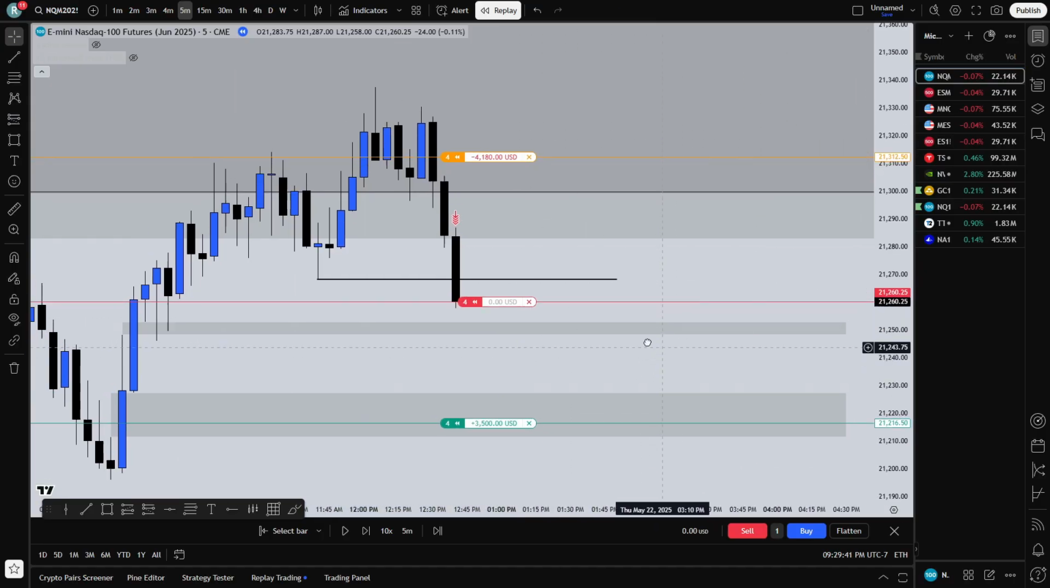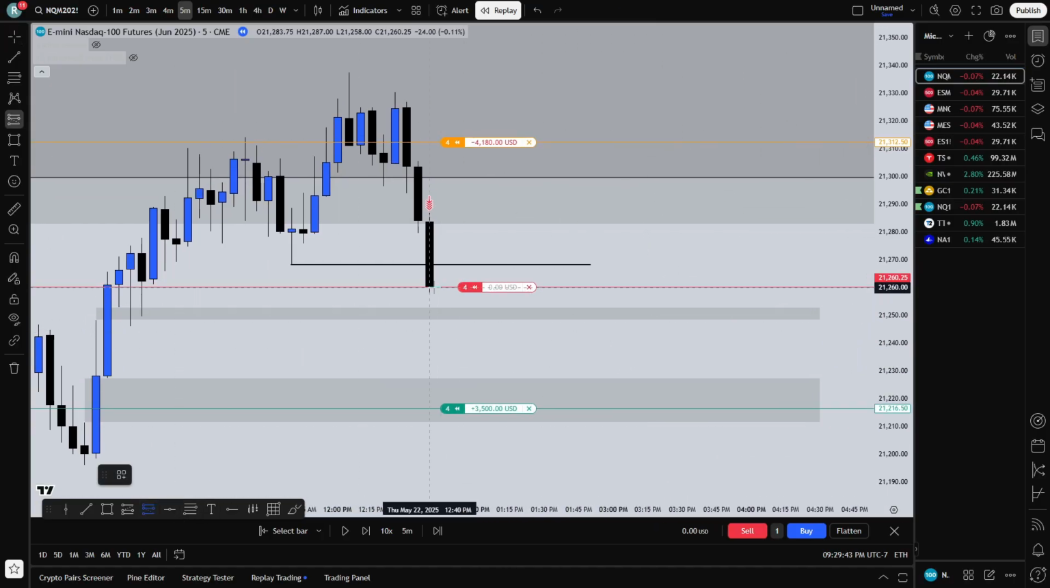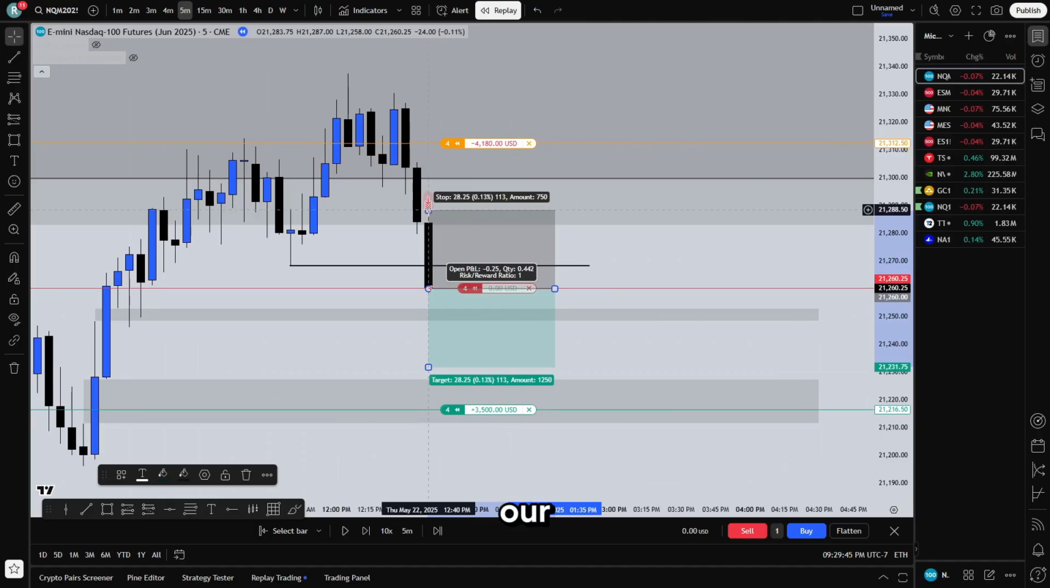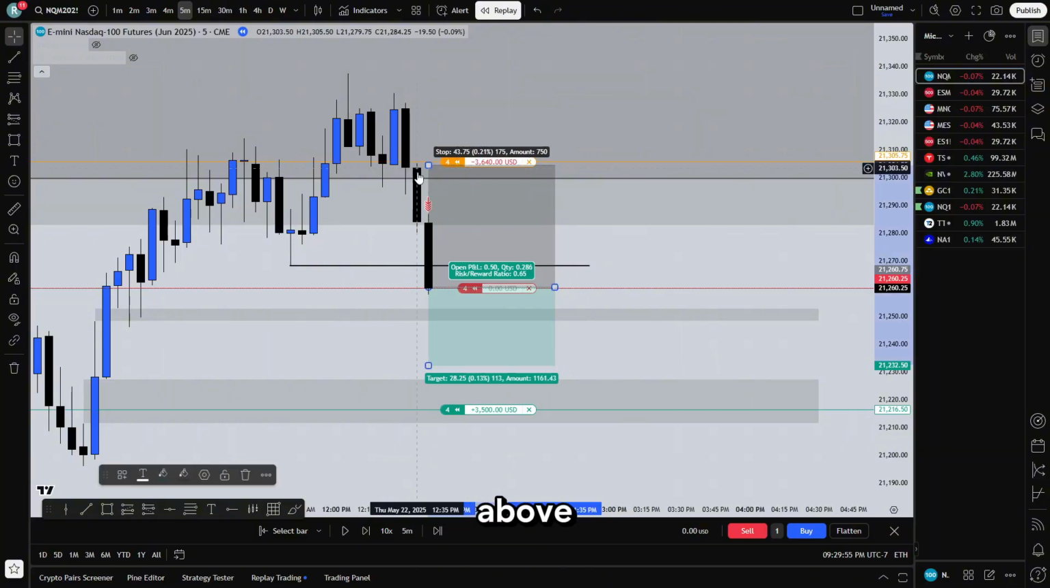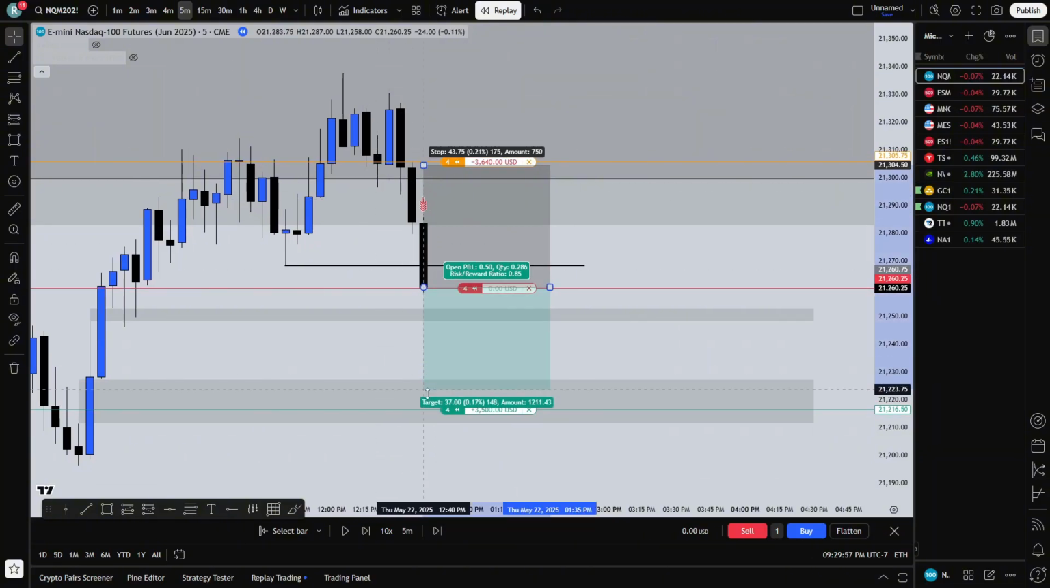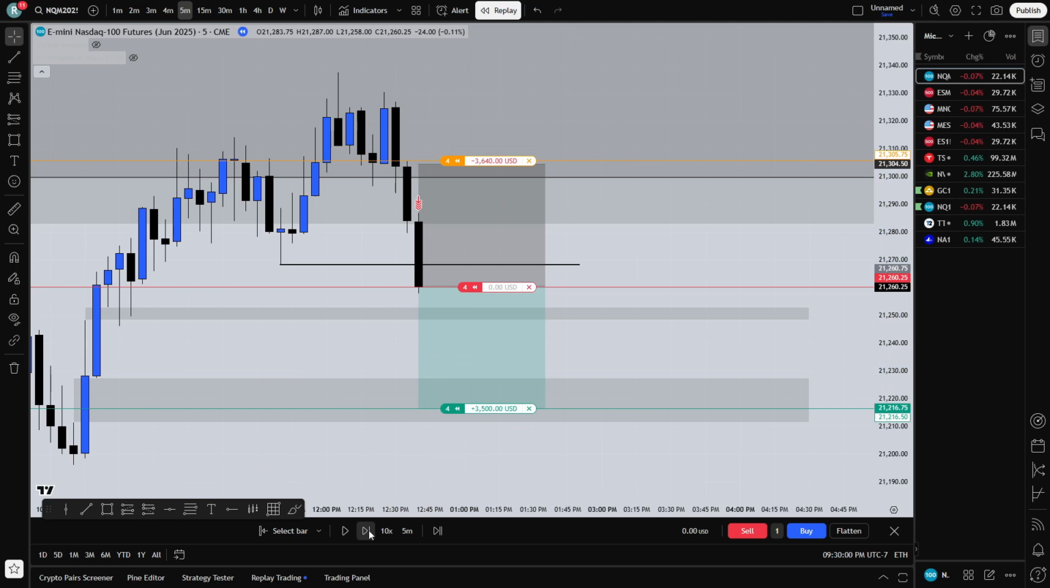So for a proper risk reward, since we got our entry here, I'm going to put our stops above. Stops will go at this candlestick high above this imbalance, targeting here. It's just a nice little one-on-one. Let's go ahead and see how this plays out here.